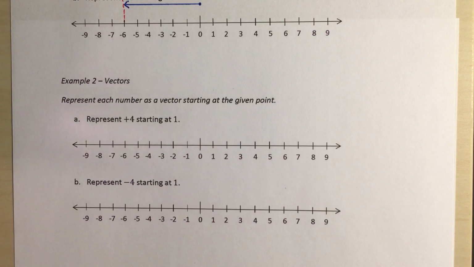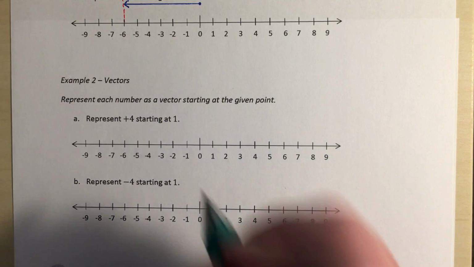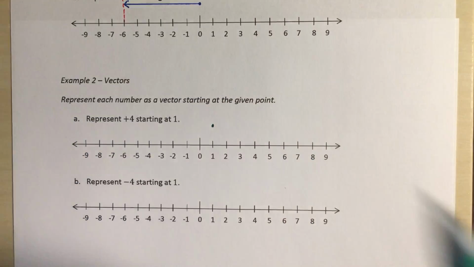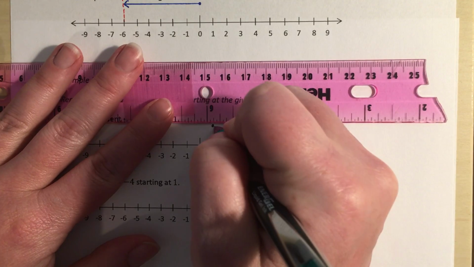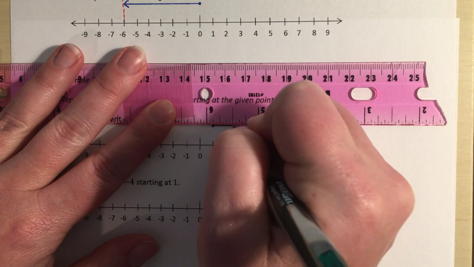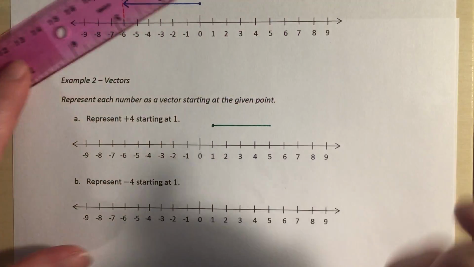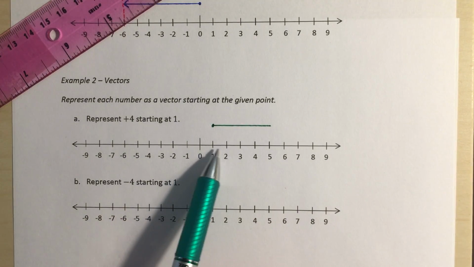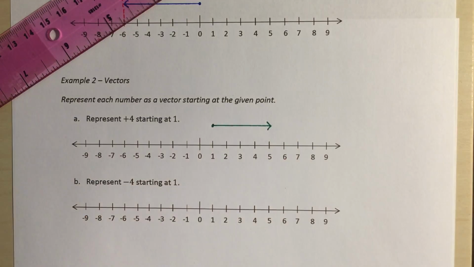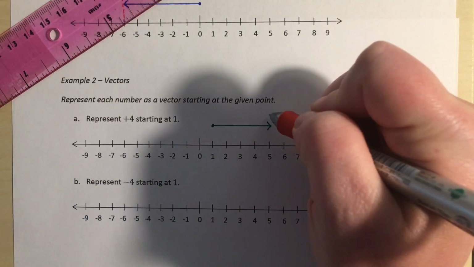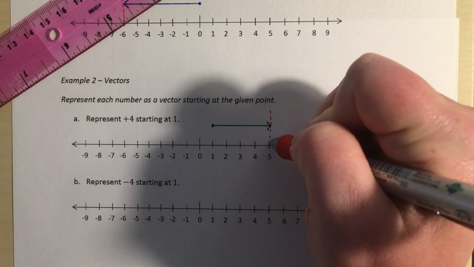Then in our second example here, we're going to do the same thing. The only difference is here, instead of starting at 0, we're starting at another point. So we're going to represent +4 starting at 1. So I'm going to put my little dot above the 1. Positive means we're going to the right, so I'm going to extend my line to the right. And as we're extending, we're counting 4 spaces: 1, 2, 3, 4, which means that this vector ends at a value of 5.